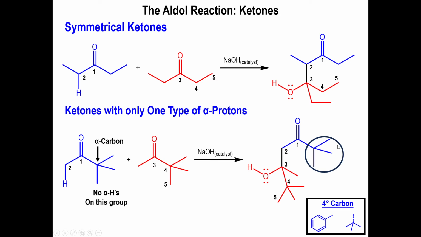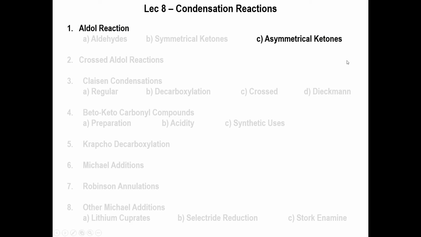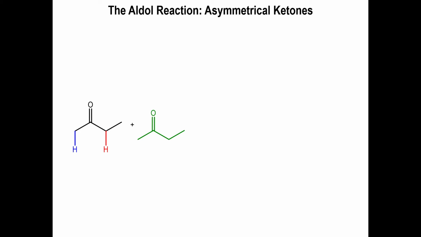All right, so the t-butyl group is a perfect example of a quaternary carbon, and another good one to keep in mind is a phenyl group. A phenyl group technically will give you a quaternary carbon that doesn't have CHs. So those are things that you can use to prevent your aldol reaction from undergoing multiple pathways. And what that brings us to is the case where the ketone happens to be asymmetrical. So in these cases, you have multiple things that could happen.